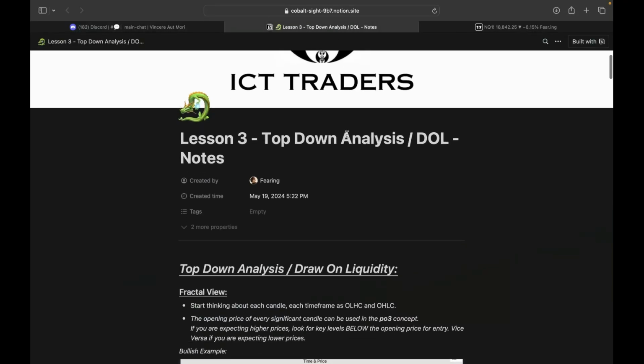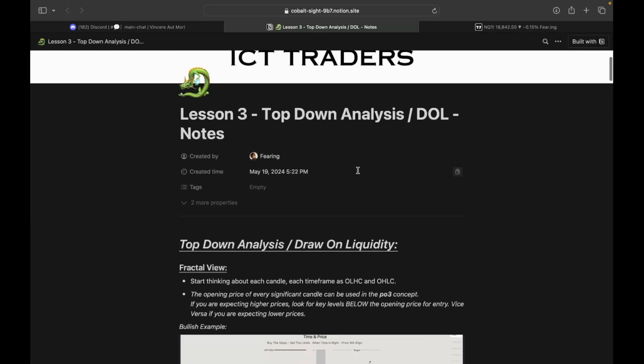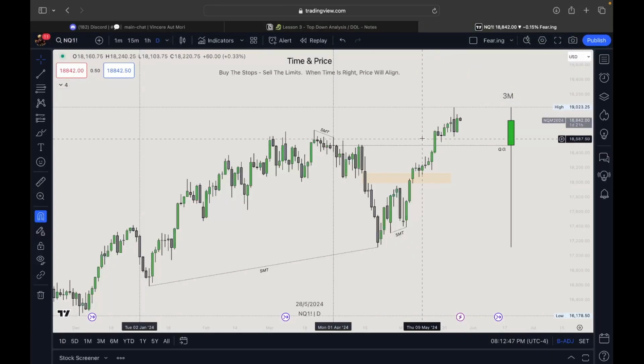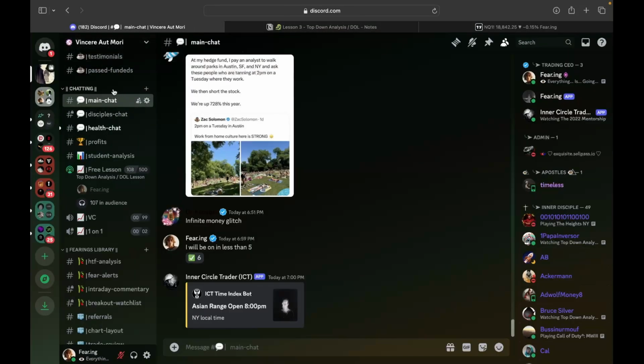So this lesson is how I do my top-down analysis using time-based Power 3, how I use time-based Power 3 in my top-down analysis to find my drawn liquidity, and I'll also cover some quote-unquote secrets I found with standard deviation as I've used them, collected data on them, and whatever. This lesson is recorded in Vincere Amore by Fear.